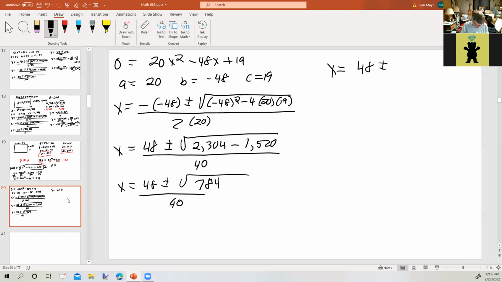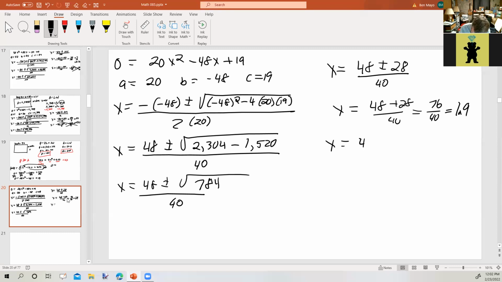The square root of 784 is 28, all over 40. So X equals 48 plus 28 over 40, which is what, 76 over 40. And let's see here, 76 divided by 40 is 1.9. X equals 48 minus 28 over 40, which is 20 over 40, which is 0.5.